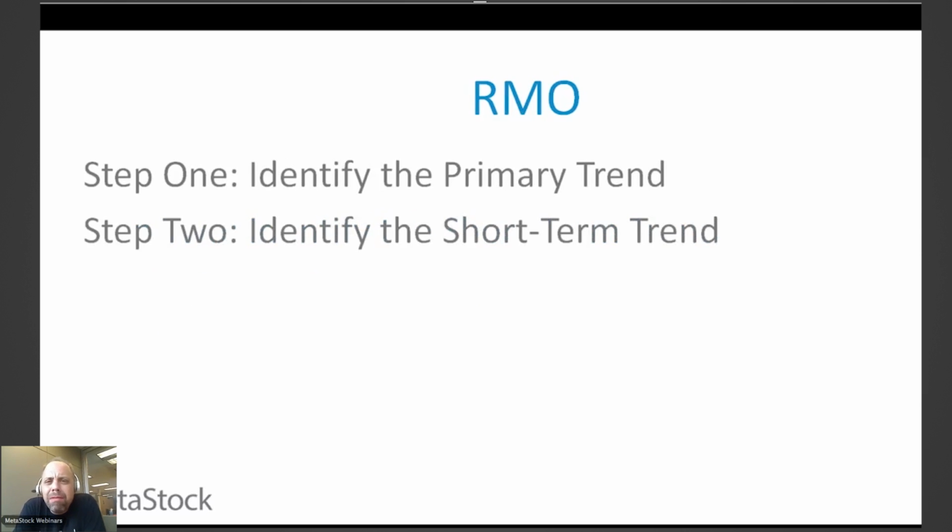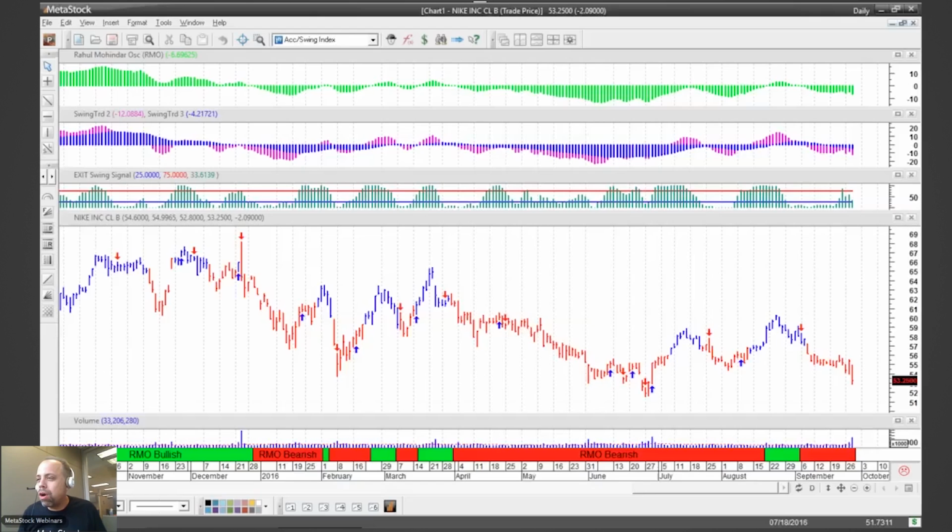Step 2 is to identify a short-term trend. Okay, so we've already identified the long-term is bullish, or I'm sorry, bearish on Nike. Now we want to look at the short-term trend, and we want to identify whether the short-term trend lines up. So let's go ahead and go back to the chart.